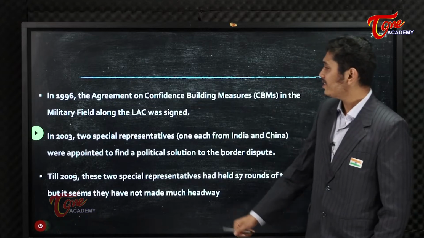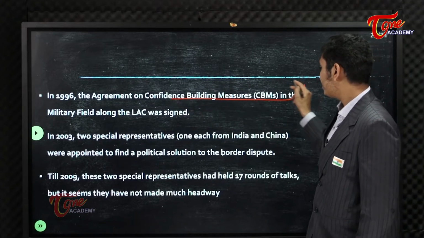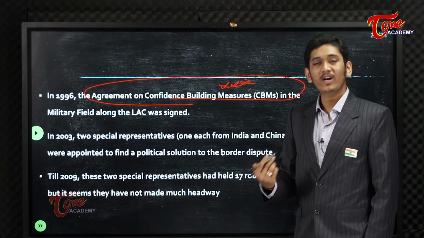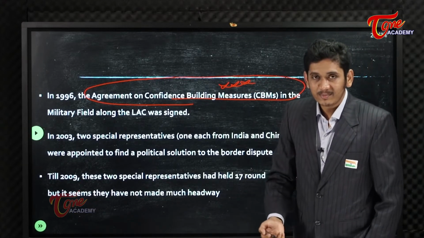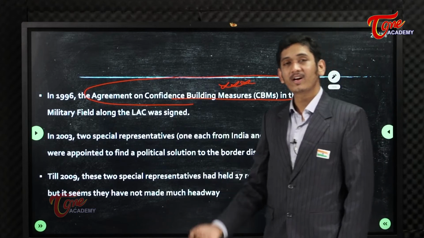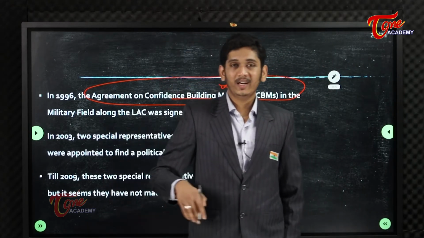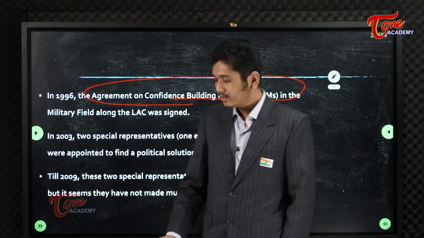Again in 1996, the agreement on confidence building measures. This is also an important agreement. Confidence building measures, what happened? There was a live interaction between different army personnel. We shared our communication network. There was development of the people in the bordering areas. There was interaction happening. Okay, all this.